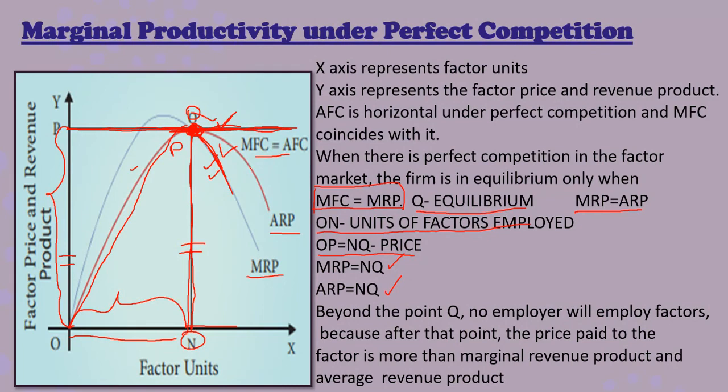So this is the marginal productivity under perfect competition. Next, we have to see the marginal productivity under imperfect competition. So let us stop with this. We'll take a break and then we will come back to marginal productivity under imperfect competition.